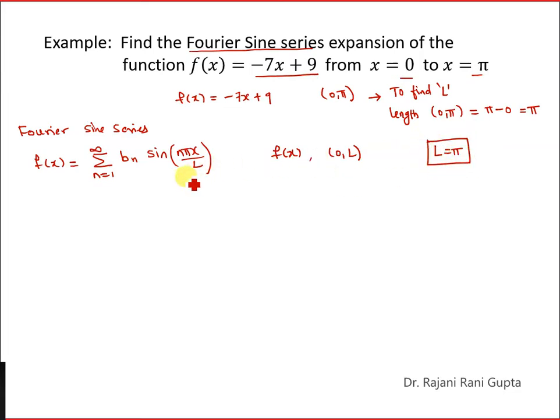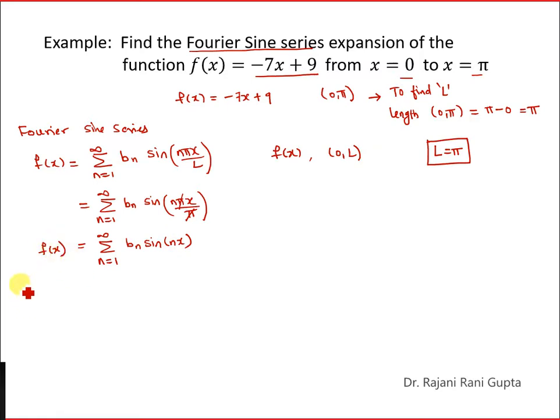Now substitute this value of L here. So it is n equal to 1 to infinity bn sine(n pi x over pi). Cancel pi with pi. So the Fourier sine series is summation n from 1 to infinity of bn sine(nx). Okay, now what is left?